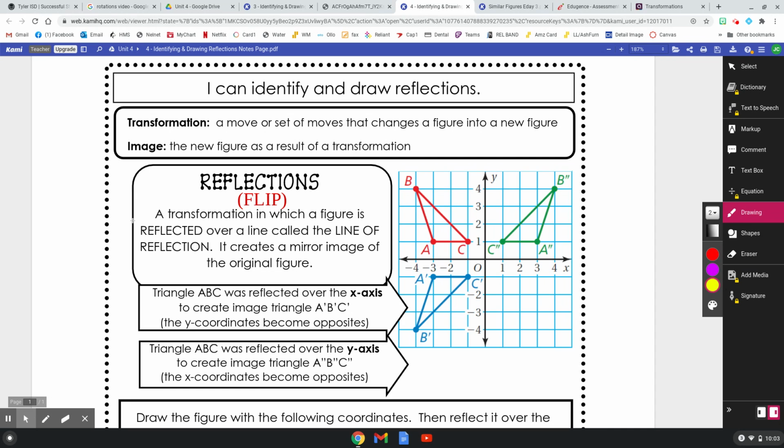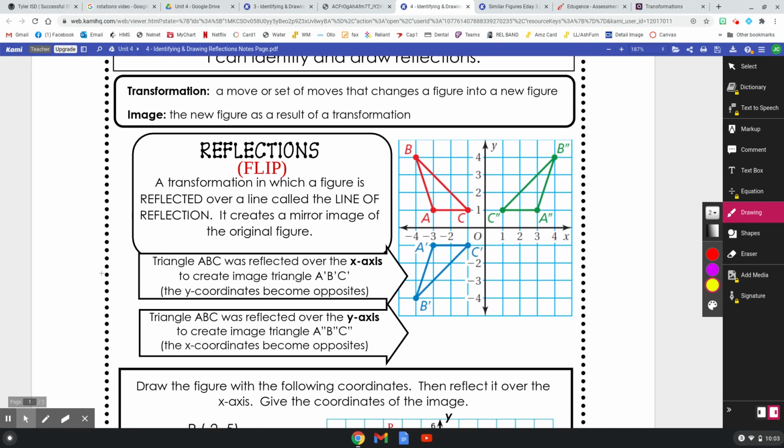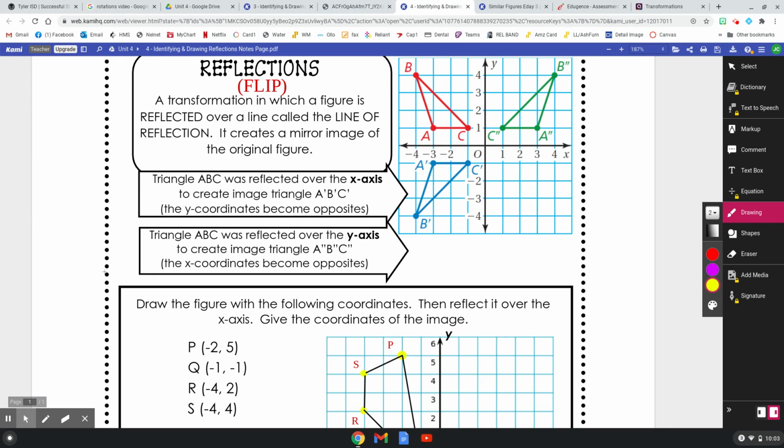So reflections, we talked about this last week, and we said that when we look at a reflection, we're looking at the flip. So we're going to flip it. A transformation in which the figure is reflected over a line is called a line of reflection, and it creates a mirror image of the original figure. It looks exactly the same on the other side, except everything is backwards. Like when you look in a mirror and you have writing on your shirt, all the letters are backwards. So that's what we're going to be looking at now, is how we make that work.